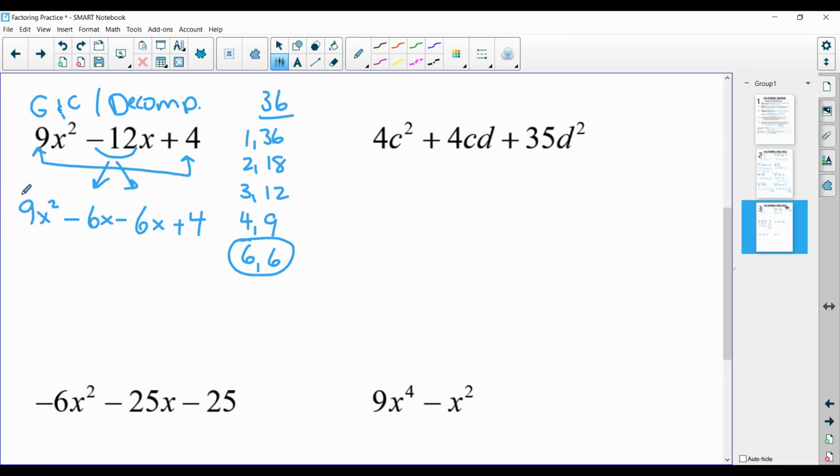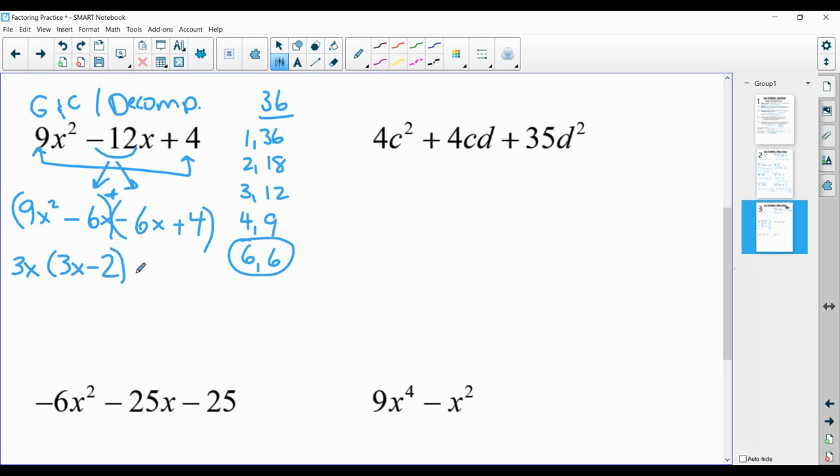Now, we're going to factor by grouping. So we're going to group our first two terms, group our last two terms. Notice I contained that negative sign, put a positive in between. And then we're going to factor out a GCF. So here I can pull out a 3, I can pull out an x. 9 divided by 3 is 3. X squared divided by x is x. Negative 6 divided by 3 is negative 2. And x divided by x cancels.